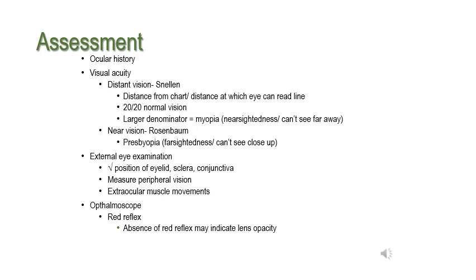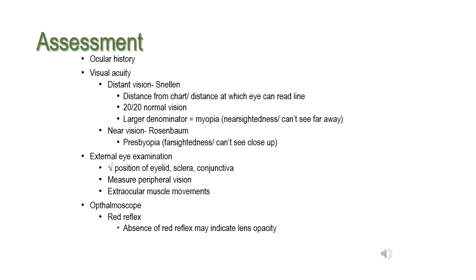20/20 vision, of course, is normal vision, or 10/10 if you're 10 feet away from that chart. The larger denominator equals myopia or nearsightedness. So nearsightedness means that you can see near and of course can't see far away. So 20/40, again, that bottom number is indicative of a referral.